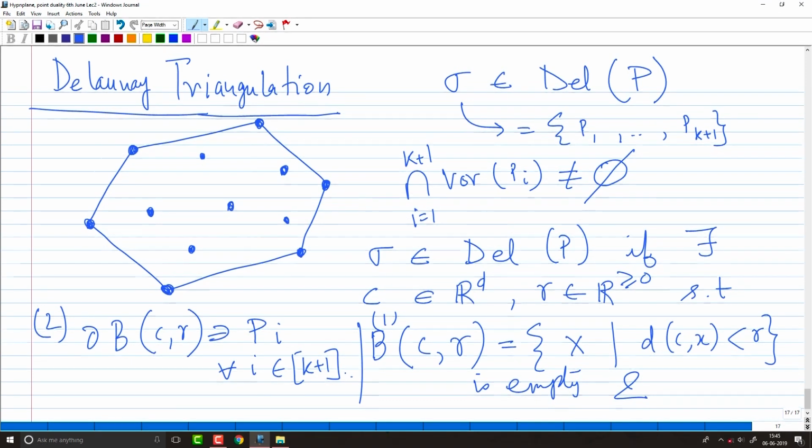So, what is happening? You have k+1 points. These k+1 points are on the boundary, and the interior of the ball is empty. See, I am not saying that these are the only k+1 points that are on the boundary. There may be even more points. That is a separate question to look at. What I am saying is at least these k+1 points should be on the boundary of the ball. Okay?